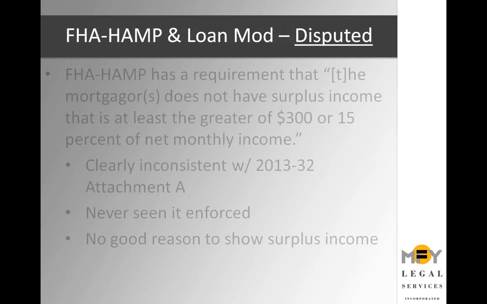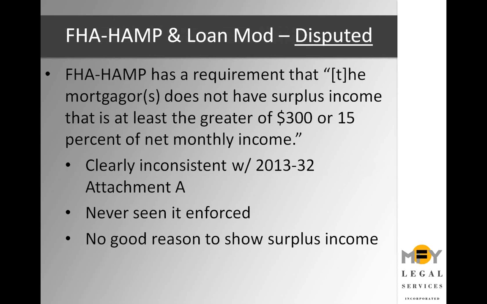Okay, so there's one thing in the mortgagee letter that is clearly in there but is inconsistent with itself, and I've never seen it enforced. FHA HAMP has a requirement that the mortgagor does not have surplus income that is at least the greater of $300 or 15% of net monthly income. This is in the terms of mortgagee letter 2013-32, which, like I said, is the source of all of FHA's current loss mitigation rules.